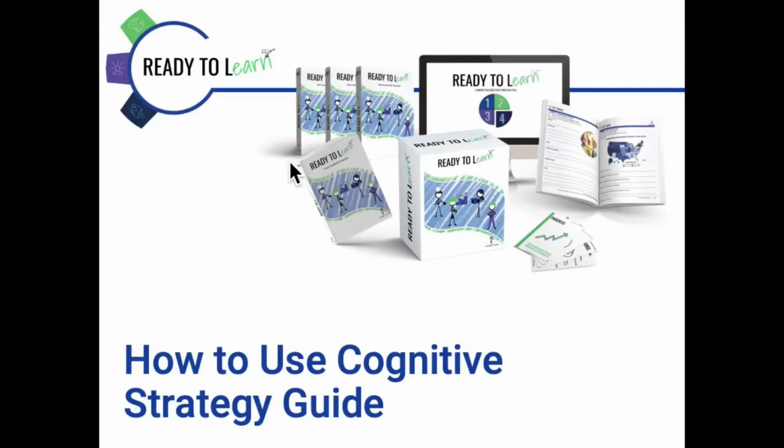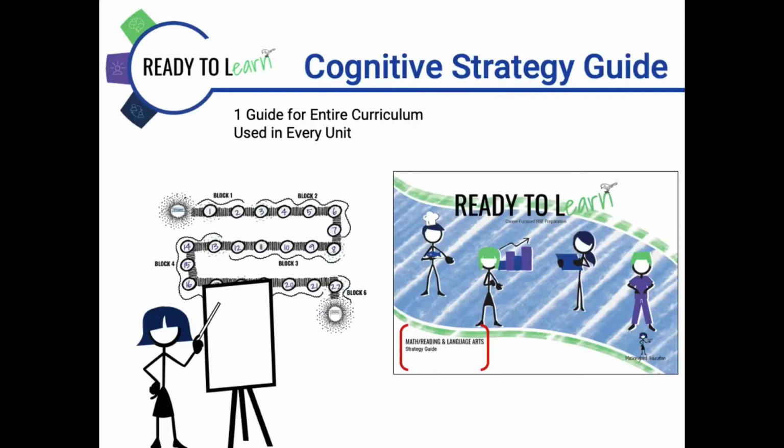Let's talk about how to use the Cognitive Strategy Guide. Now, Ready to Learn focuses on some learning to learn skills. There's about 17 to 25 learning to learn skills that are used throughout all of the units. And there's one Cognitive Strategy Guide that teaches what those learning to learn skills are and provides further explanation for how to teach them. Now, you can find that Cognitive Strategy Guide in your resources.